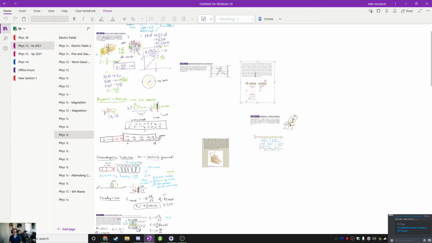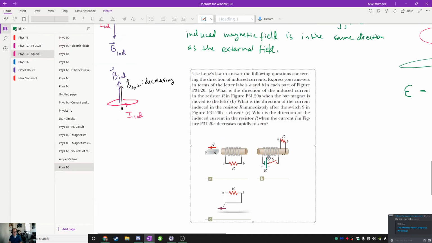The first few of these that you do can be quite complicated. But I'm going to read this, and I'm going to have you all, maybe if you have a piece of paper or something, write down your answers, and then we'll compare answers, okay? So it says, use Lenz's law to answer the following questions concerning the direction of induced currents. Express your answers in terms of the letter labels A and B in each part of the figure.